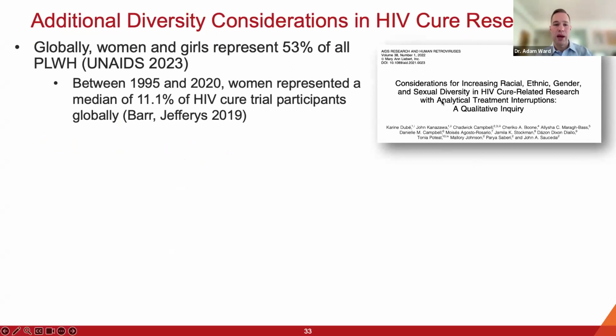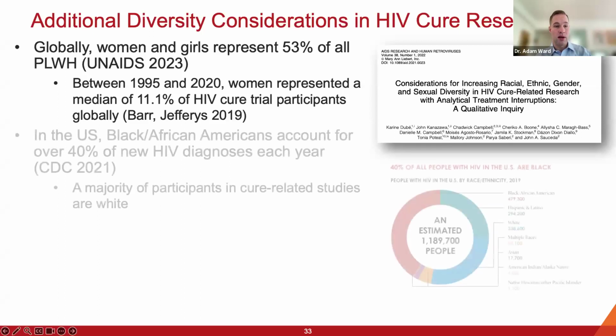This discussion comes from a paper called Considerations for Increasing Racial, Ethnic, Gender, and Sexual Diversity in Cure-Related Research with Analytic Treatment Interruptions. Globally, women and girls represented 53% of all people living with HIV. This was according to the most recent UNAIDS fact sheet. But between 1995 and 2020, women represented only a median of 11.1% of HIV cure clinical trial participants globally. So women were very underrepresented in cure-related clinical studies.